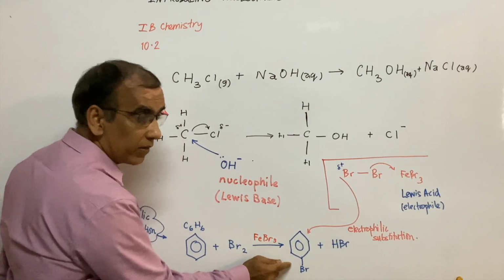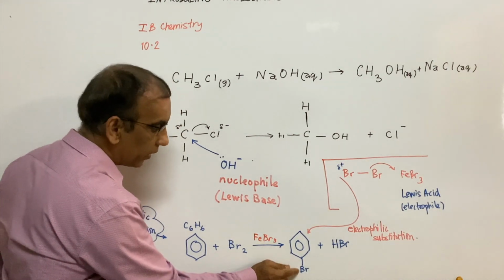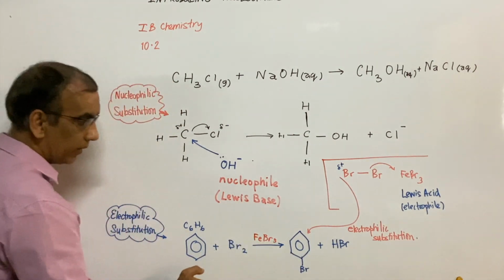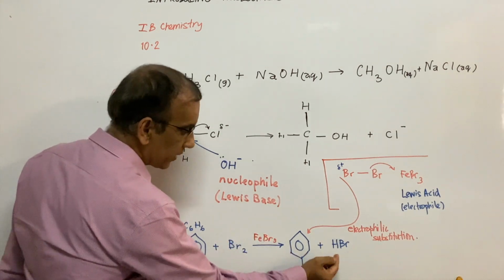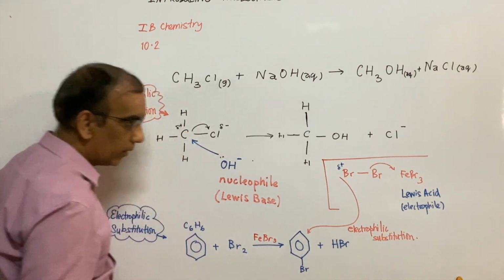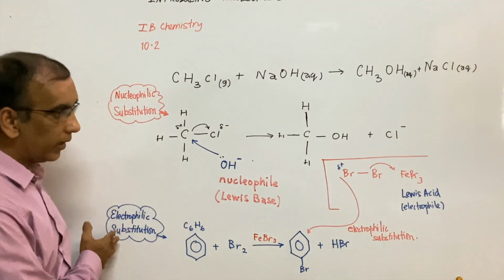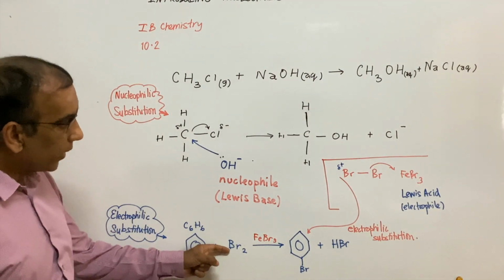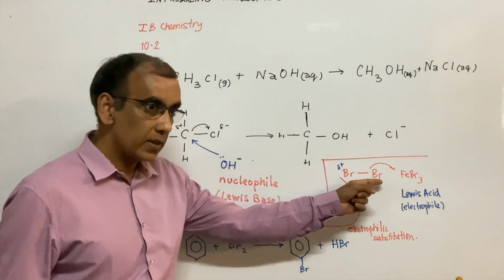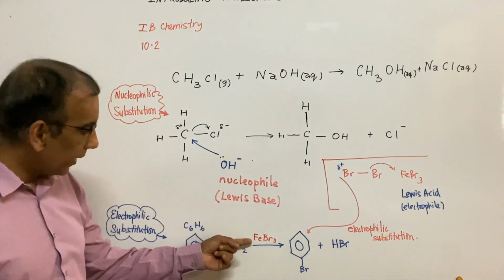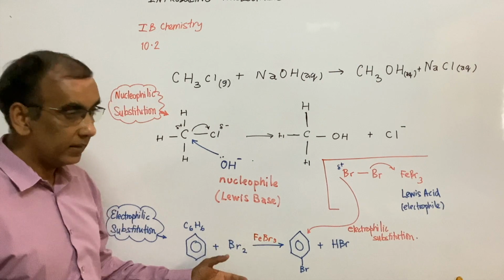So what you have here is C6H5Br, a substitution again, and that hydrogen that's lost is picked up by a bromine. But how does this electrophilic substitution happen? Well, Br2 has to first be polarized. And this is why you need the iron bromide catalyst.